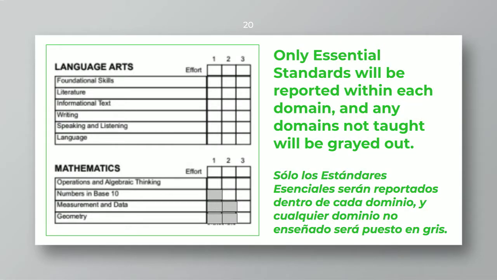So what you're going to be seeing is only essential standards reported on the report card. And you're going to see more domains that are grayed out. For example, in this one, numbers in base 10 will not be covered in trimester 1. Measurement and data will not be covered in trimester 1 or trimester 2. You get the idea. If it's not taught and assessed, it will be grayed out on the report card for this school year.